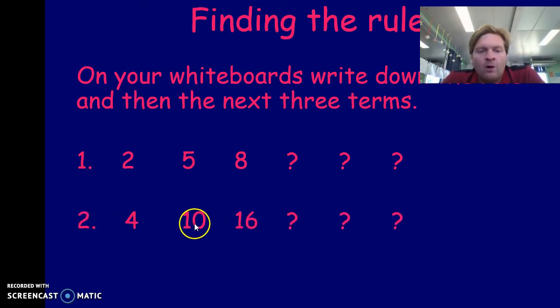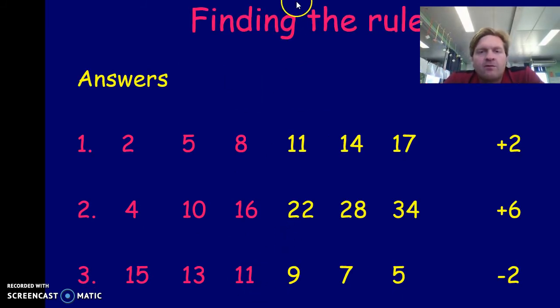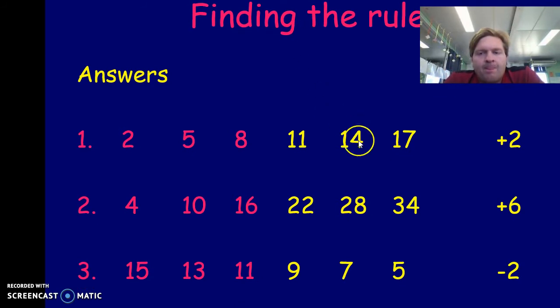Next one, 4, 10, 16. Once again, think about my rule. What's going to be the next numbers in the line? Take a moment to think about it. Same one with question 3. We've got term 1 is 15, term 2 is 13, term 3 is 11. What's going to be next? Here are my answers. Hopefully you were able to work that through.